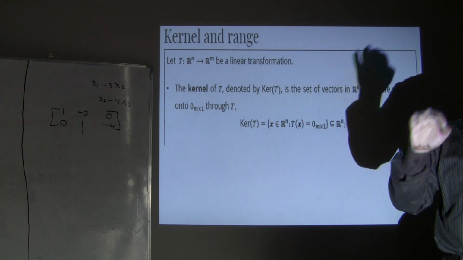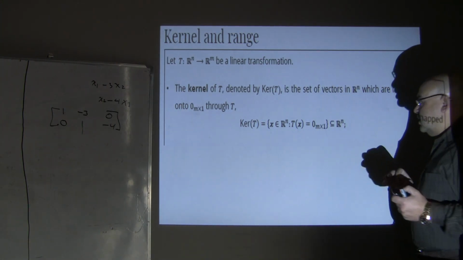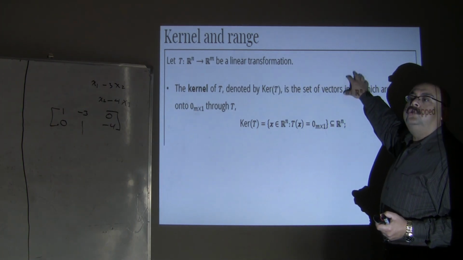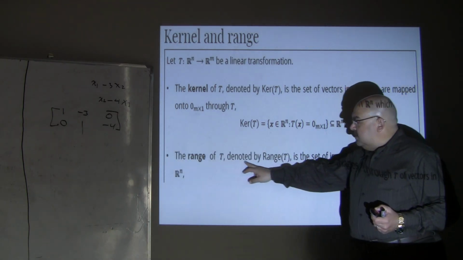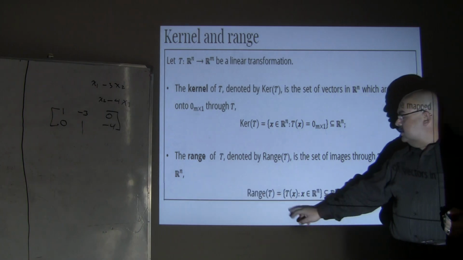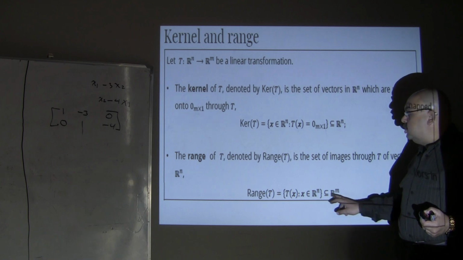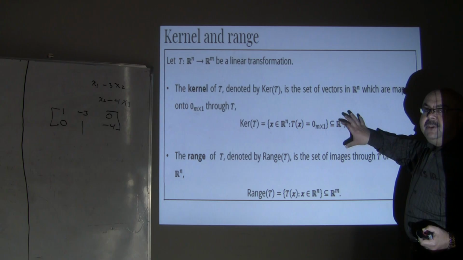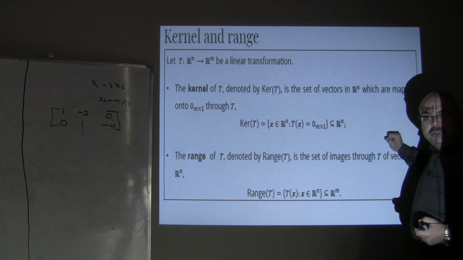So now we introduce the kernel. What's the kernel? The kernel is simply where your linear transform is equal to 0, and I try to solve the system Ax = 0. The range of T, denoted range T, is the set of images through T, the T of x, which is a subset of R^m, a subspace of R^m. So this slide will be connected later with vector spaces. It's an important one. Okay?